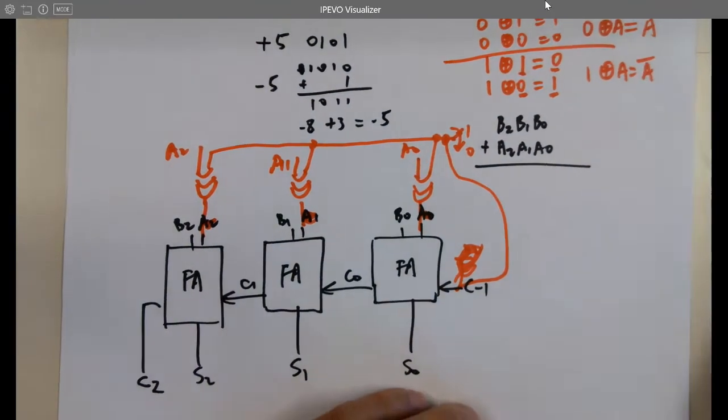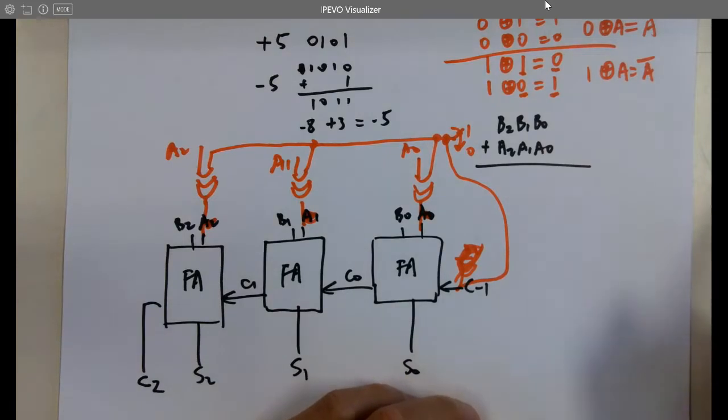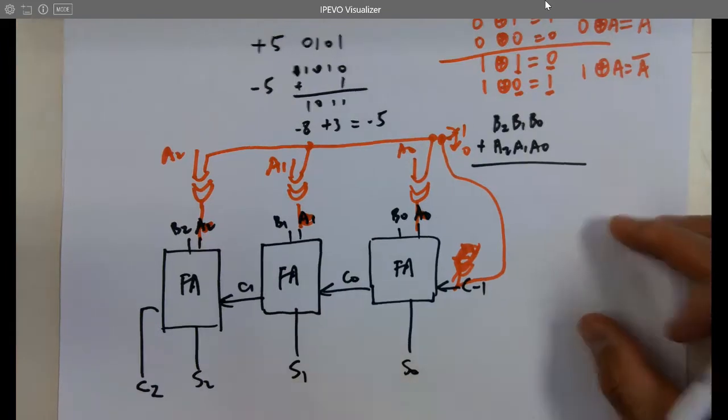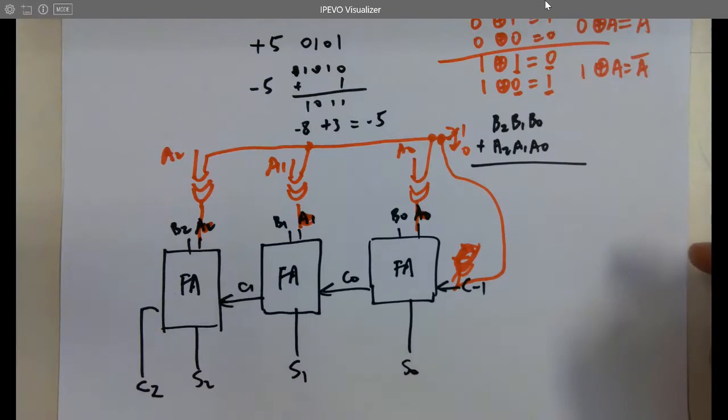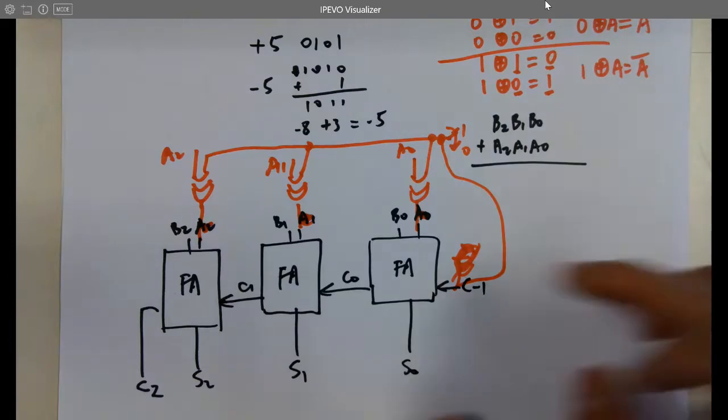Yeah, you're always inverting A0. You don't have the one there. Where's the one? You need the one. C minus 1. Oh, you couldn't do addition. So you need another adder, right? Because this one can do both, right?